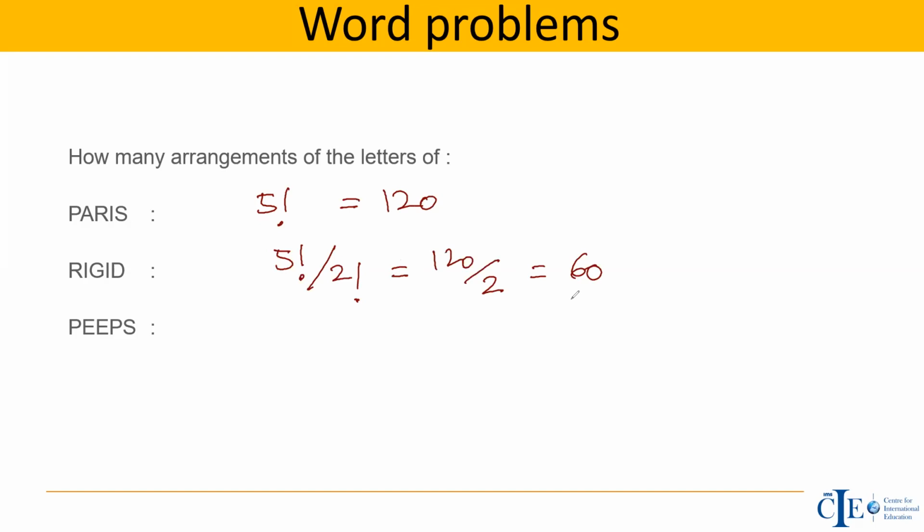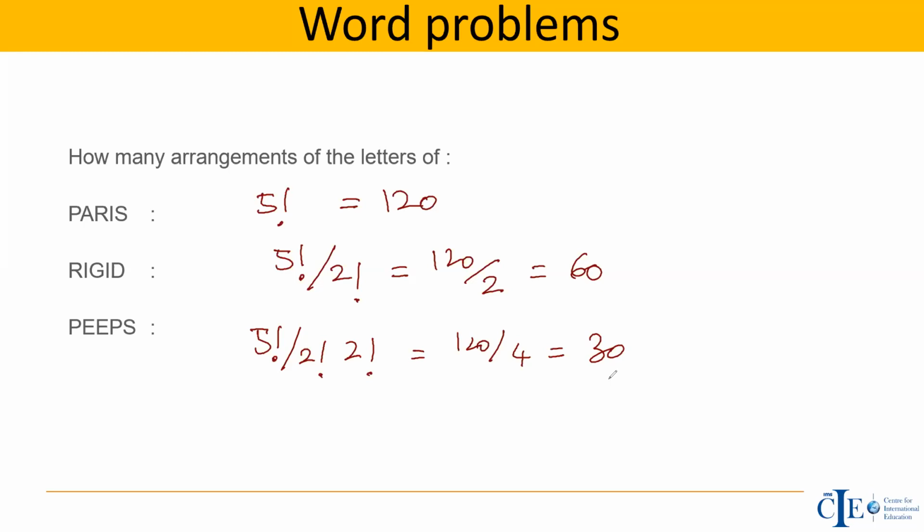Similarly, if that's PEEPS, I just see if everything was different, it would be 5 factorial. But E repeats twice, so you divide by 2 factorial. P repeats twice, you divide by 2 factorial. So that is going to be 120 on 4, which is half of 60, which is 30. So you divide by the number of repeated letters, because if you fix everything and just try to interchange the identical letters within itself, it is not going to give you a new word but the same word.